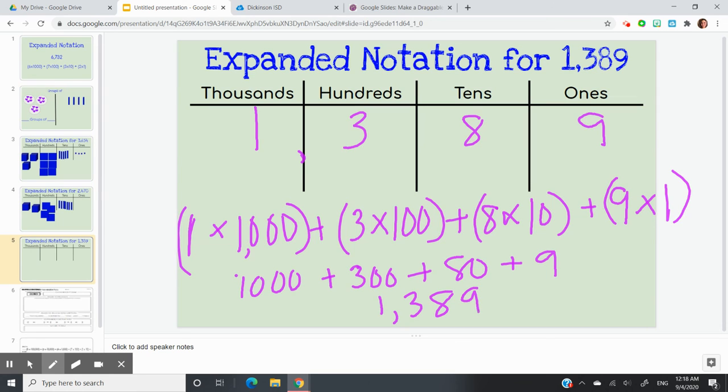So friends, I hope you enjoy our lesson. On the next slide, you're going to practice writing numbers in expanded notation. And then there's going to be a self-check slide. And after that, you're going to have a quiz for expanded notation. Please make sure you complete your quiz so you can get your grade for it.